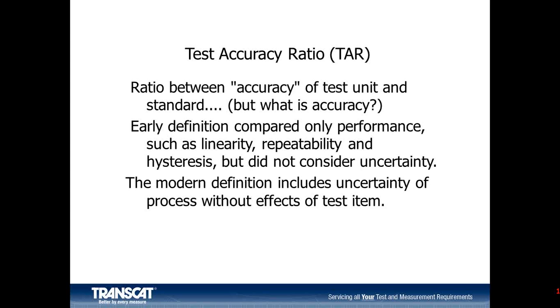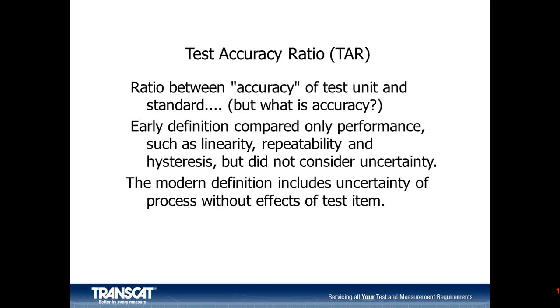All right, so an example of this, some maybe 25 plus years ago, there was a test item with a rating of 0.003% of full scale. The standard that was used to calibrate it was 0.01%. Well, that's about a 3-to-1 ratio, but it's backwards.